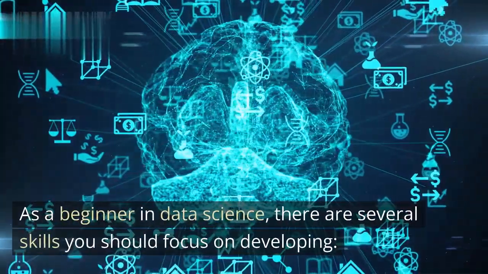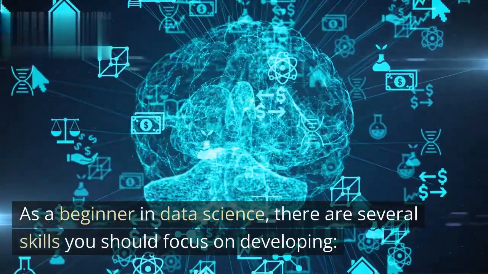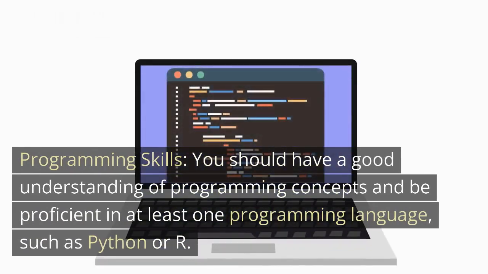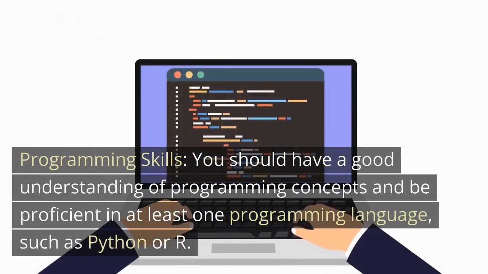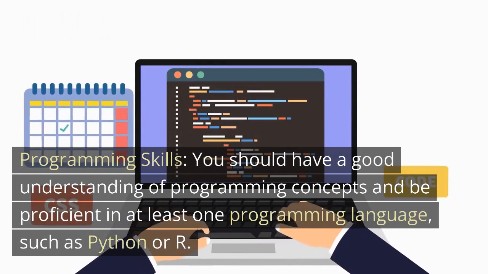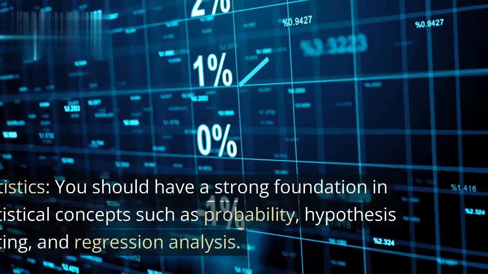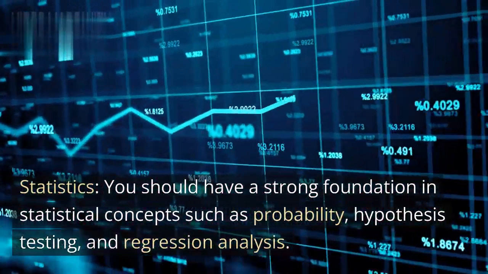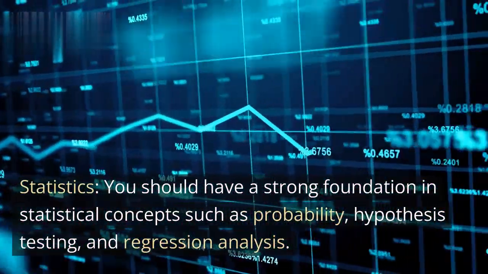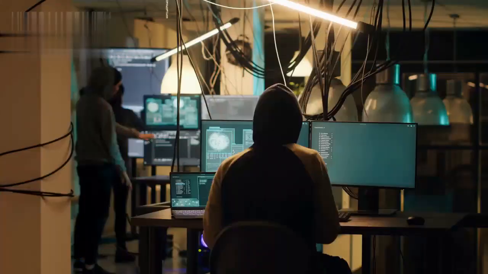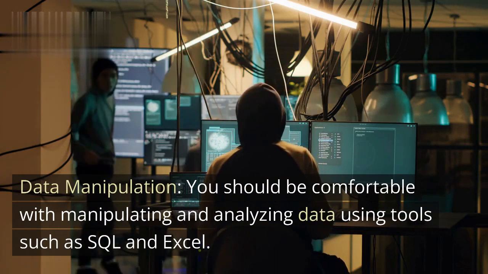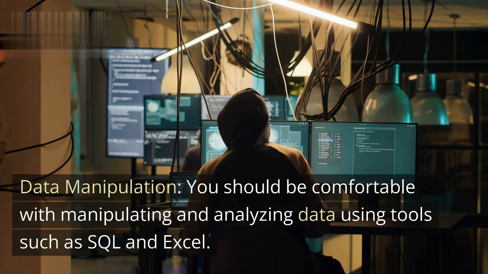As a beginner in data science, there are several skills you should focus on developing. Programming skills. You should have a good understanding of programming concepts and be proficient in at least one programming language, such as Python or R. Statistics. You should have a strong foundation in statistical concepts such as probability, hypothesis testing, and regression analysis. Data manipulation. You should be comfortable with manipulating and analyzing data using tools such as SQL and Excel.